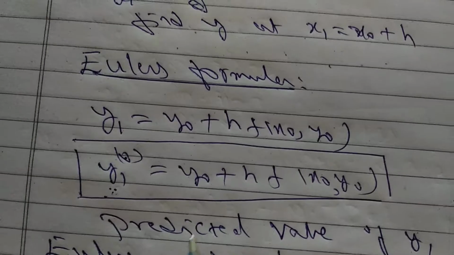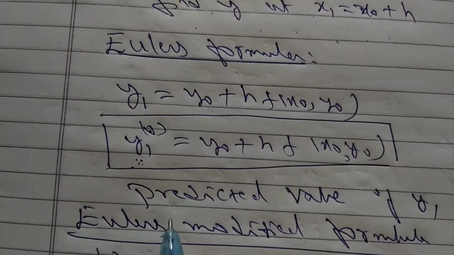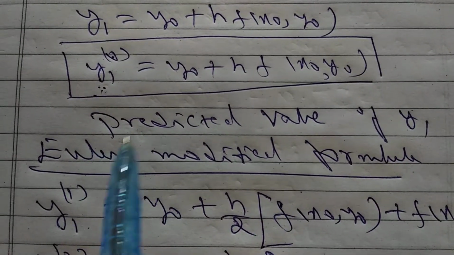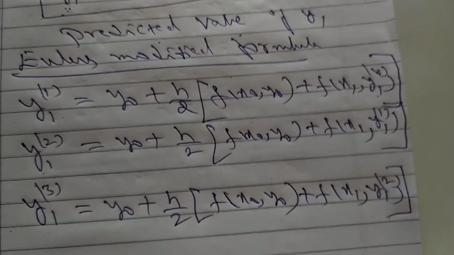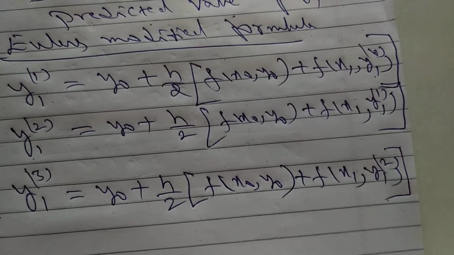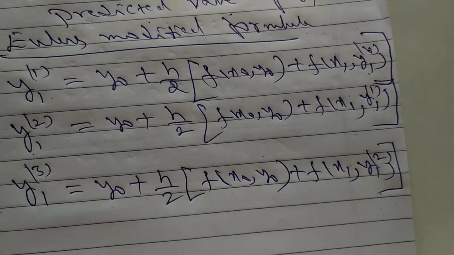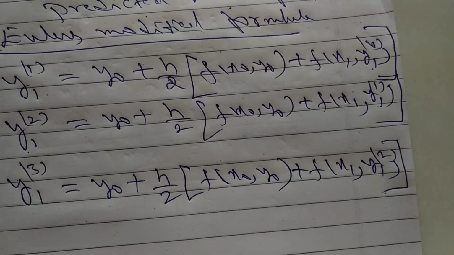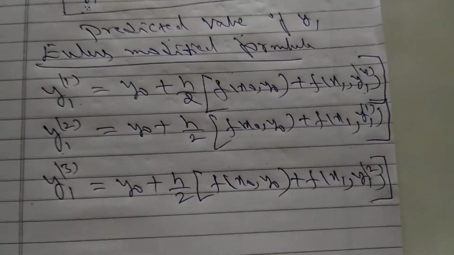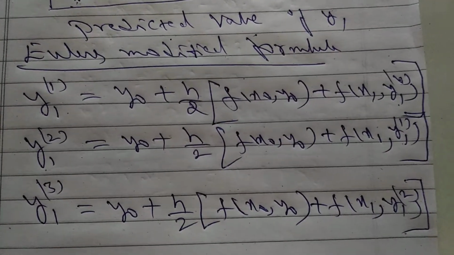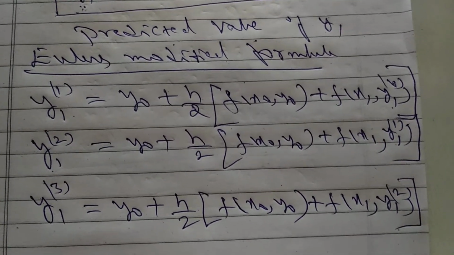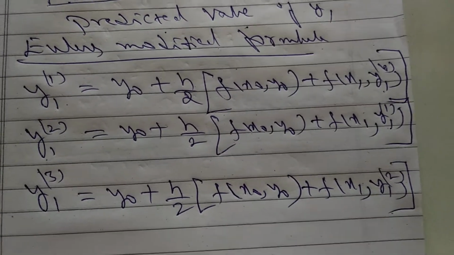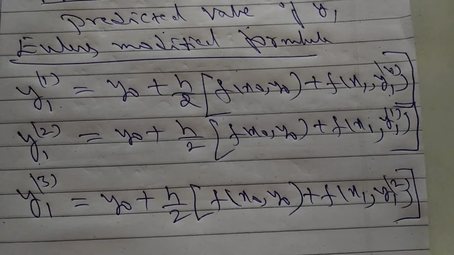So Euler's formula gives the predicted value, and this is Euler's modified formula, which gives the corrected value. Both are jointly called Euler's predictor and corrector formula. In the examination they will ask the problem by using Euler's corrector and predictor formula or by using Euler's PC method. Both are the same thing.